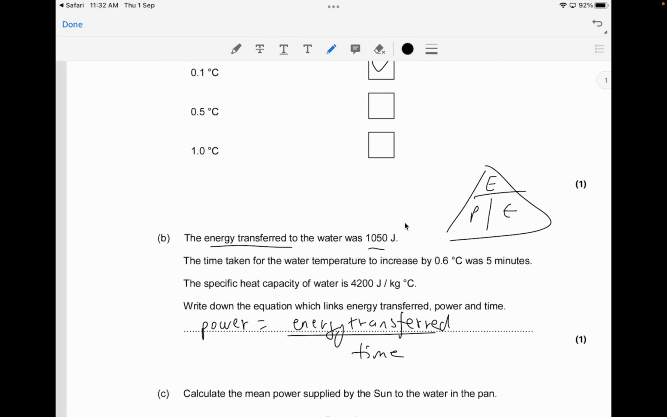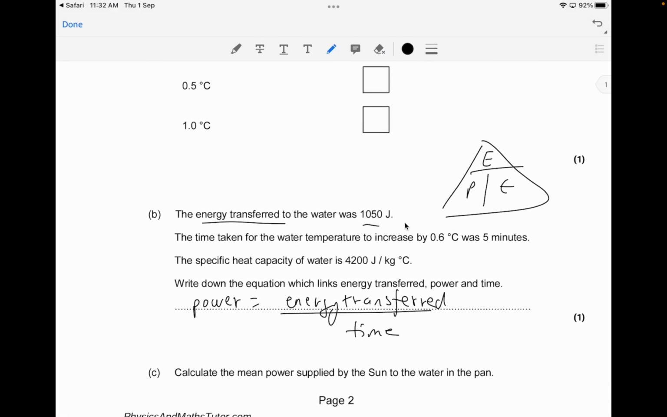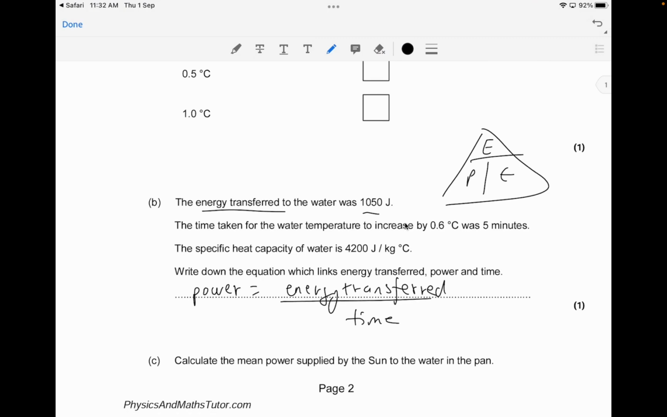Your next question is that the energy transfer to the water was about 1050 joules, and we have to write down an equation which links energy transfer, power, and time. Here I've drawn a little triangle called EPT, a formula triangle where you can see the formula much more clearly. You can see that power is equivalent to energy transfer divided by time. So that's going to be your answer for 1 mark. So do remember the formula.